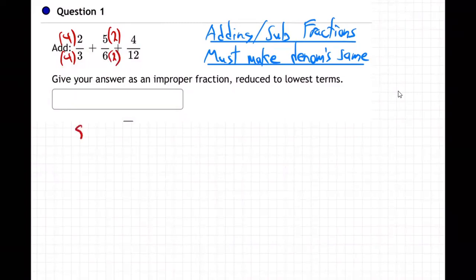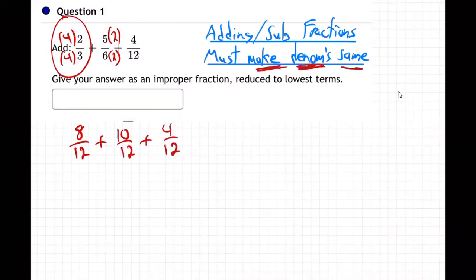And so what do we get then? We get 8 over 12, right? Right here, this one is 4 times 2 is 8 on the top, 3 times 4 is 12 on the bottom. The middle one is 10 over 12, and the last one is 4 over 12. See how I made all the denominators the same common denominator?